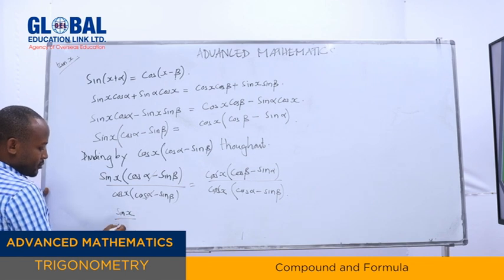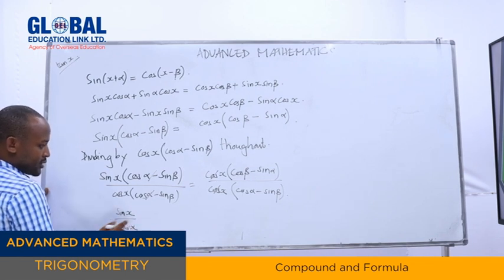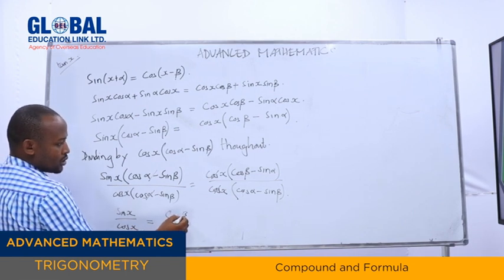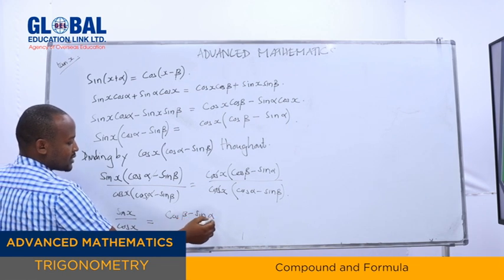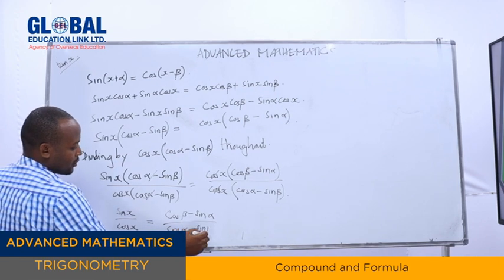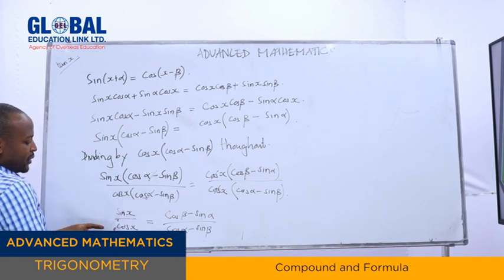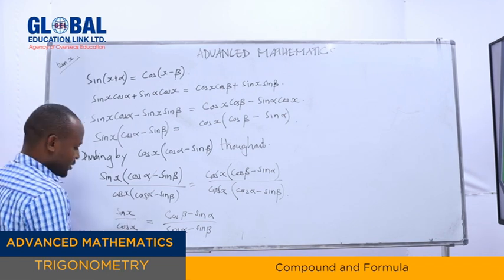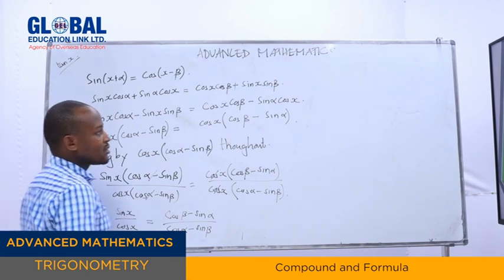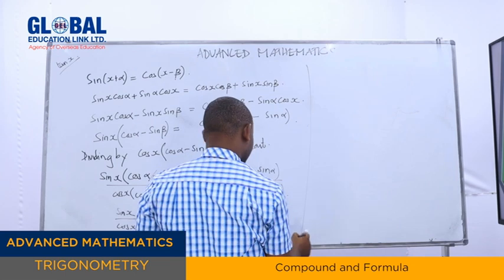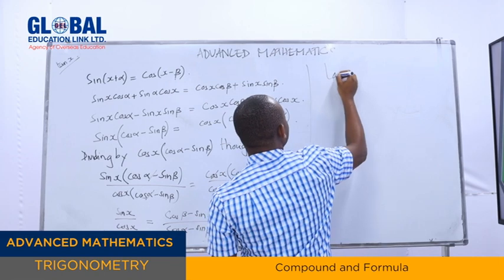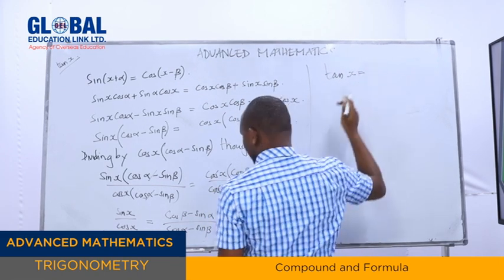sin x over cos x is equal to cos beta, sine alpha, cos alpha, sine beta. And we know that this side is equal to tan, because sine over cosine is equal to tan. So that side will be equal to tan of x equals to what?